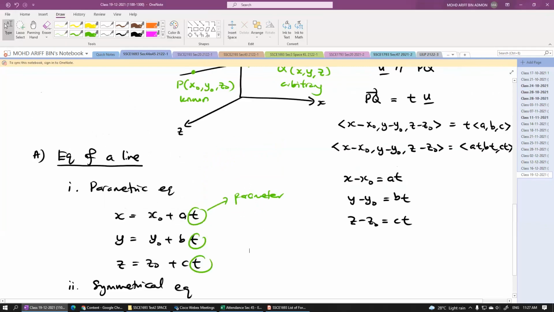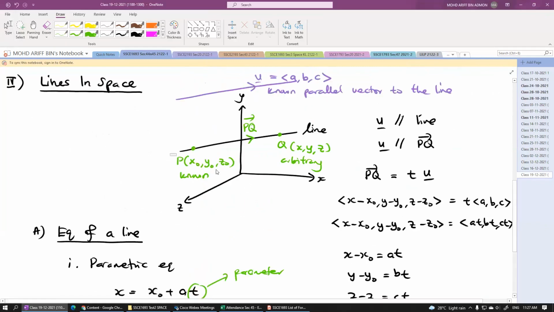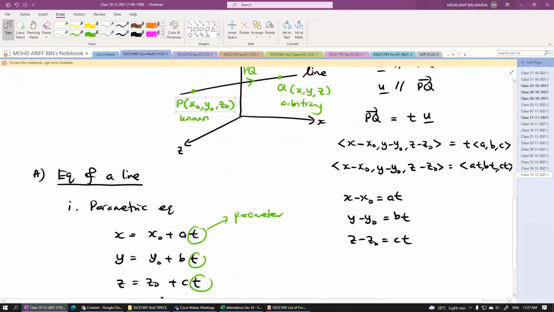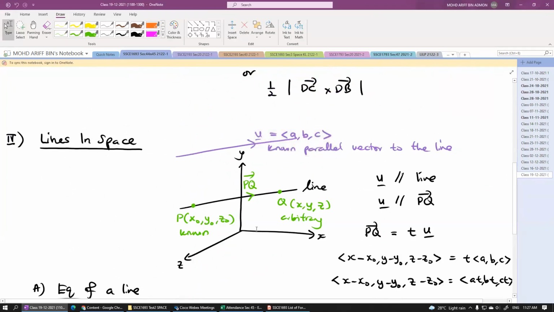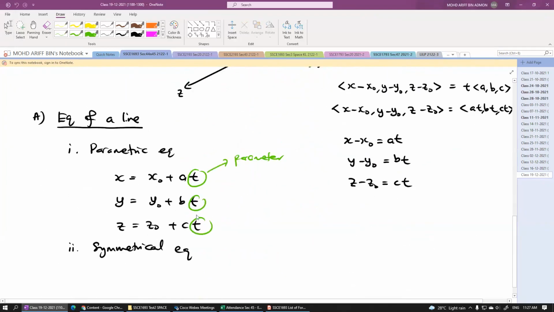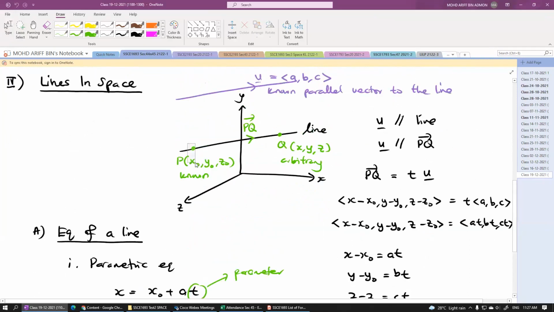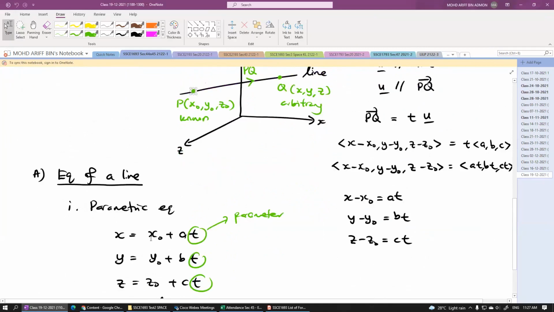Once again, x naught, y naught, z naught is a known point on the line, and a, b, c is the vector parallel to the line. t is any parameter. If you choose a particular value of t, for example t equal to 0, you will get x equal to x naught, y equal to y naught, z equal to z naught, which is Q itself, the same point as point P.